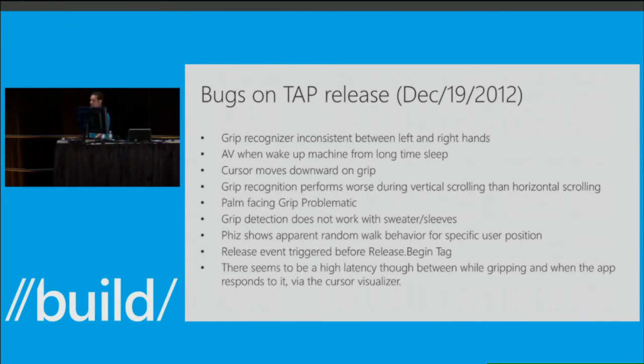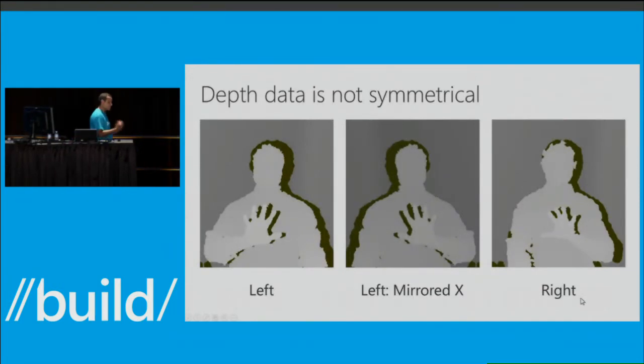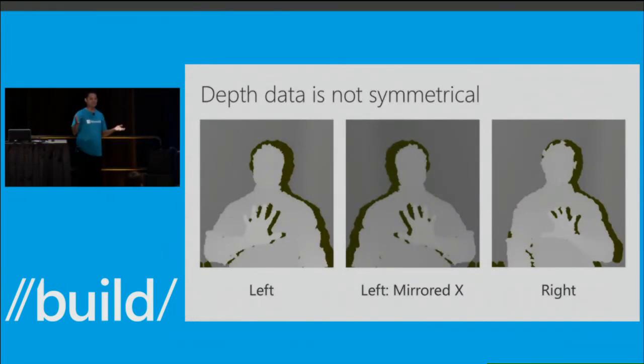So what did we do? We went and investigated. For example, why is it that the right hand and the left hand are not working the same? Because depth data from the Kinect sensor is not symmetrical. Most of you obviously have been working with Kinect for Windows, and you know this. If you get the right hand, there is a small shadow to the right side. If you get the left hand, the shadow is still on the right side. If you just mirror the left hand, the shadow changes place.